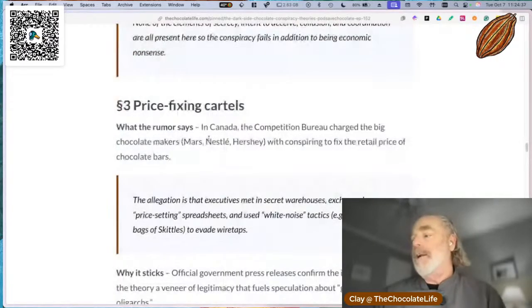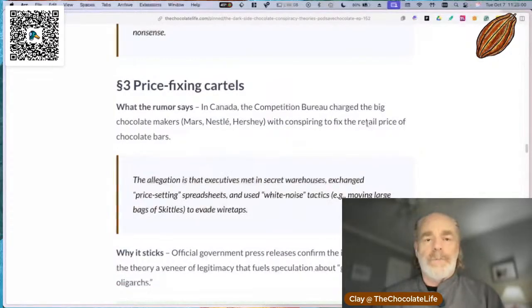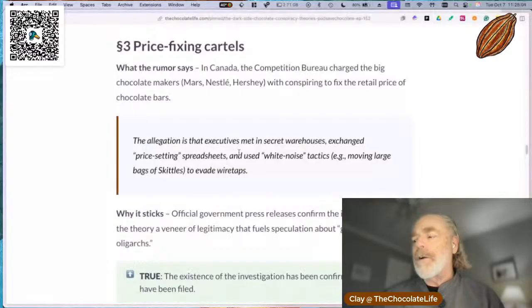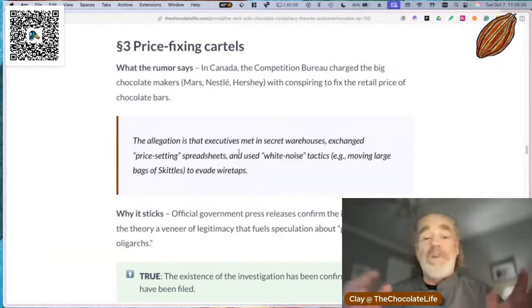The rumor says that in Canada, the Competition Bureau, so this would be the equivalent of the FTC, the Federal Trade Commission, in the US, charged big chocolate makers, Mars, Nestle, and Hershey, so 3 big chocolate makers, and these should be confectioners, because Hershey doesn't manufacture chocolate, but that's neither here nor there, with conspiring to fix the retail price of chocolate bars. So the allegation is that executives met in secret warehouses, exchanged price-setting spreadsheets, and used white noise tactics to evade wiretaps. And what did they use to generate noise? They moved around big bags of Skittles. Well, they were in a warehouse, and so moving bags of things would make sense.